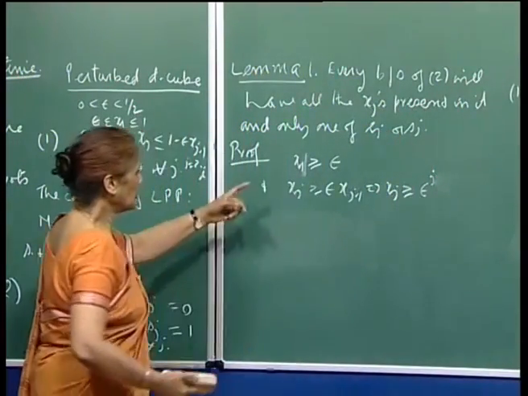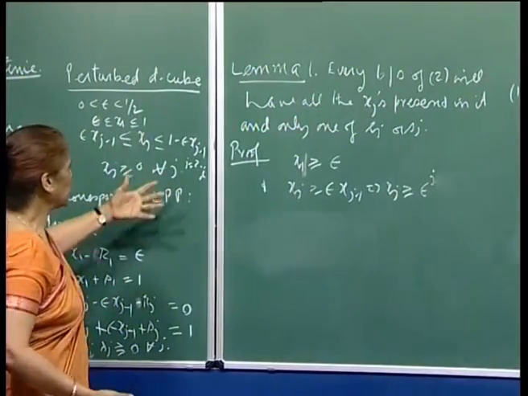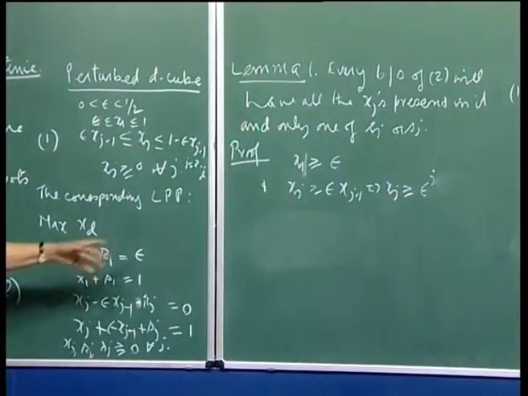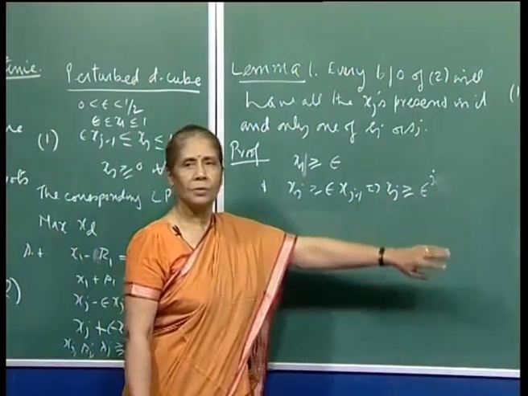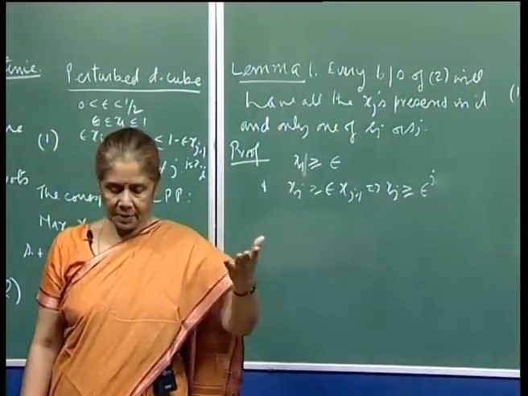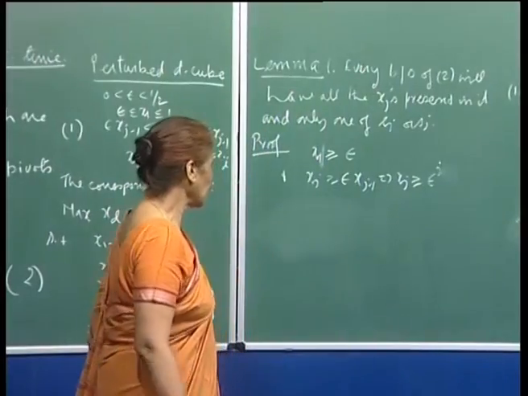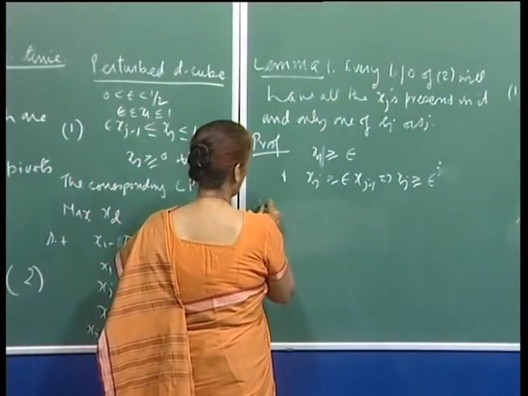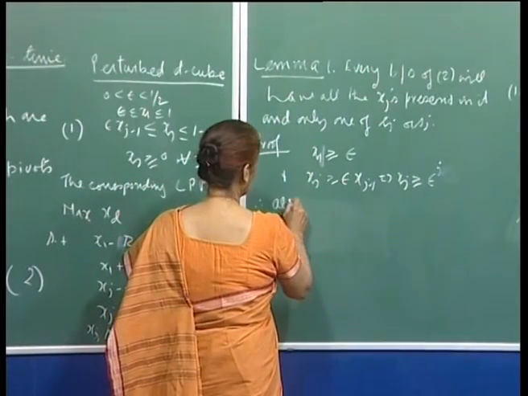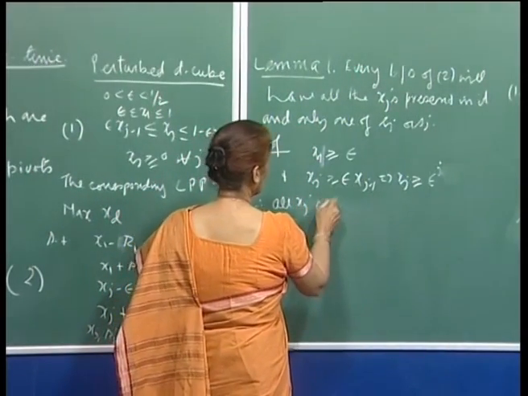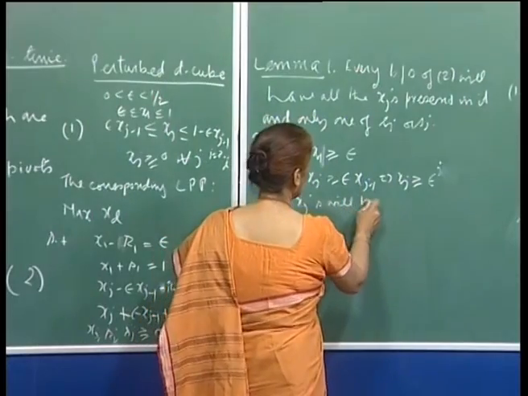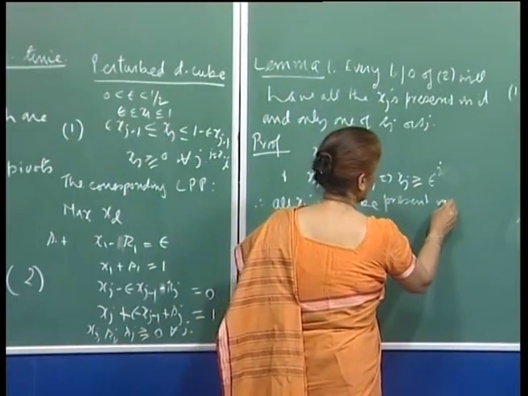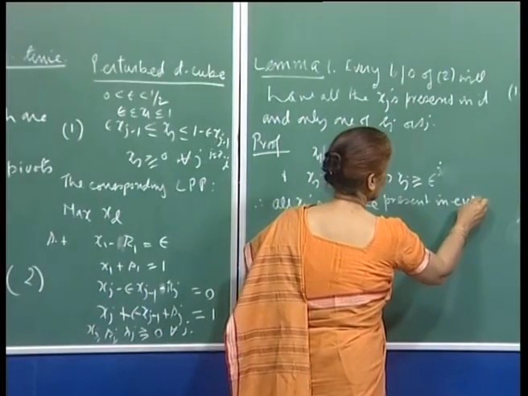So, therefore, you have shown that all xj's in any basic feasible solution, any feasible solution satisfying these constraints, will be greater than or equal to epsilon j. So this implies, therefore, all xj's will be present in every basic feasible solution.